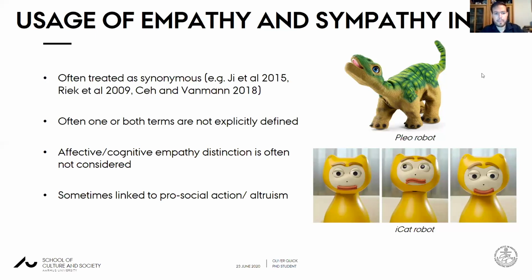And as a final point, sometimes one or both of these concepts is linked to pro-social action or altruism, helping behaviors. And that's not necessarily a good thing, or at least a theoretically sound thing. And there's some inconsistency across the board on what people think. People are just drawing on different theories, which is always bound to happen, but it's a little problematic when we're designing something that has as much potential impact as social robots, entities that will be in our homes, our nursing homes, our schools.